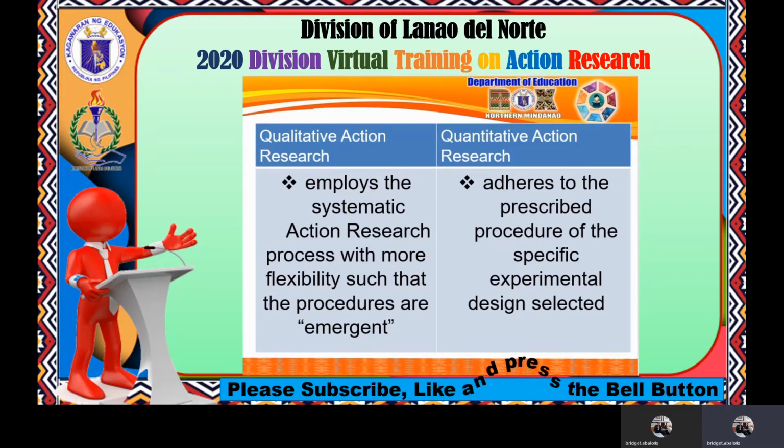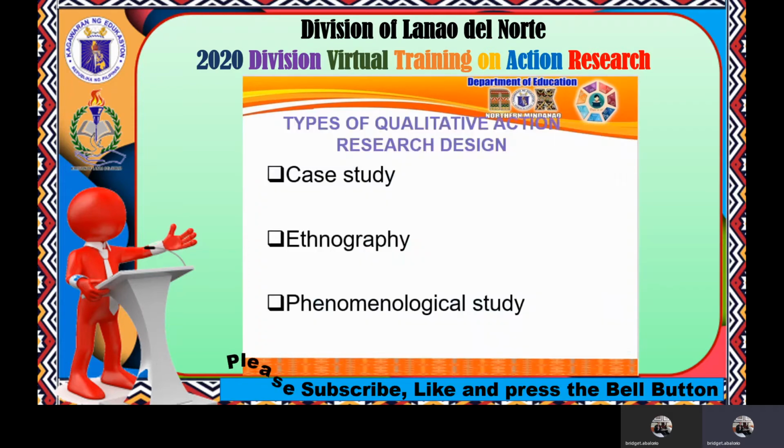So meaning to say, in quantitative action research, especially in the procedure of data gathering, we cannot interpret or discuss the data unless we tally. After tallying the data, we are going to compute the data. And after that, we can now interpret and discuss the data. That is under the quantitative action research. So that's all for the difference between qualitative and quantitative action research.